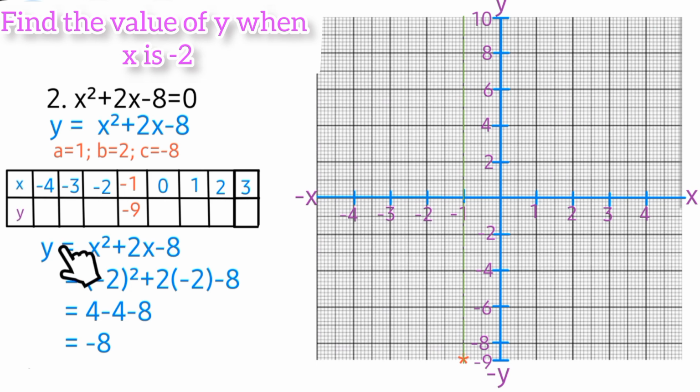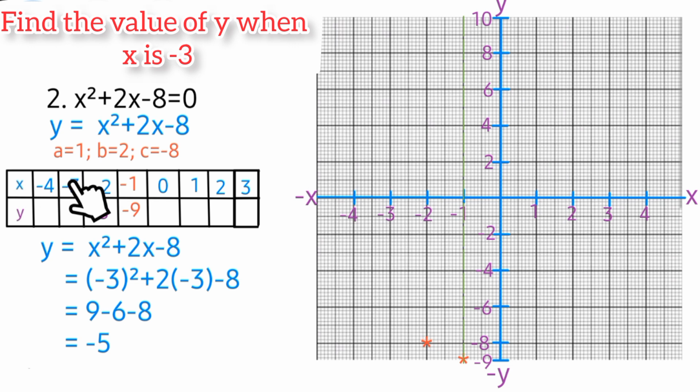Let's calculate y value when x is minus 2. So our equation being y equals x squared plus 2x minus 8, we say the x value is minus 2 squared plus 2 times minus 2 minus 8. Minus 2 squared gives 4. 2 times minus 2 gives minus 4, minus 8. 4 minus 4 minus 8 gives minus 8. We'll plot this value on the graph. When x is minus 2, y value is minus 8.